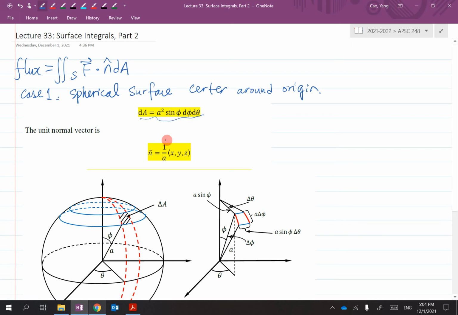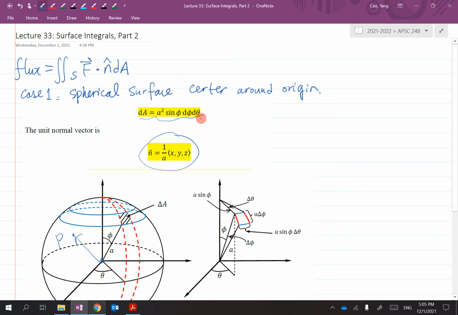And n hat is a unit vector perpendicular to the surface. For a sphere, you pick any point on the sphere, and we have demonstrated that you can always create a vector from the origin to that point. And the OP vector is perpendicular to the surface. So OP basically is a radial vector, right? It's a vector pointing out radially. So OP is perpendicular to the surface, and you normalize OP, you get a unit vector, and that unit vector basically is this one here.